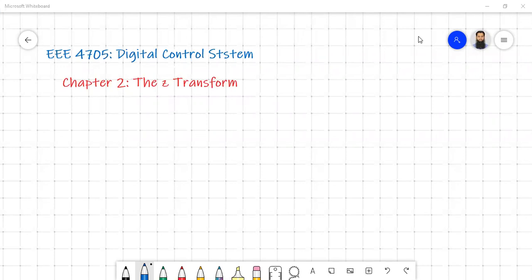We are discussing chapter 2, the Z transform. We started the first class with some definitions of the Z transformation, and then we saw some examples of Z transformation, basically on some elementary functions. Today I will look into some important properties and theorems of the Z transformation.